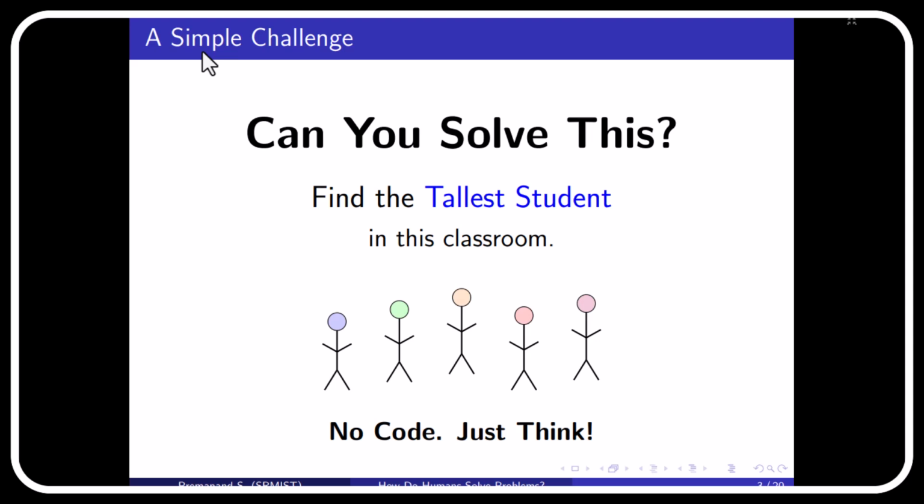You don't need to tell me the code. Just tell me what you would actually do. Would you look at everyone? Would you compare the students? Would you somehow keep track of the tallest person you have seen so far? Just think about it. So interesting, isn't it? We solved the problem without writing a single line of code. So something happened in our brain before coding. And that's exactly what I want to understand.